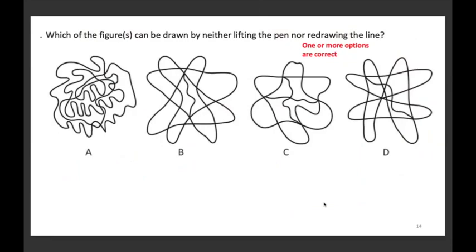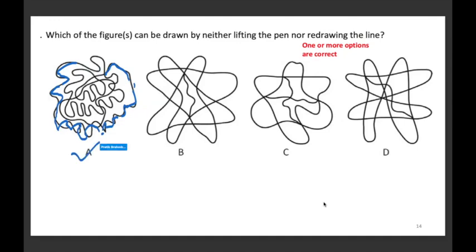Which of the figures can be drawn by neither lifting the pen nor redrawing the line? You cannot redraw the line, you cannot lift the pen. Which of these options can be drawn that way? One or more options are correct here. All right, so let's do this. When we go with option A, it actually works because all of these are formed by continuous loops. So A is fine.